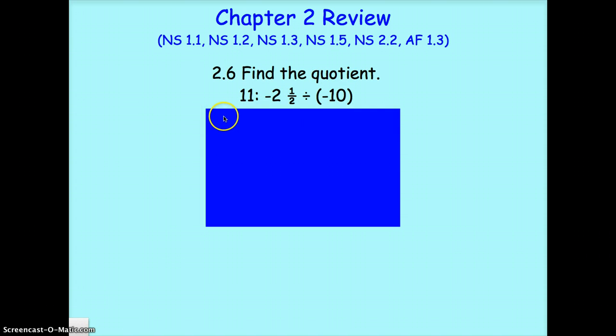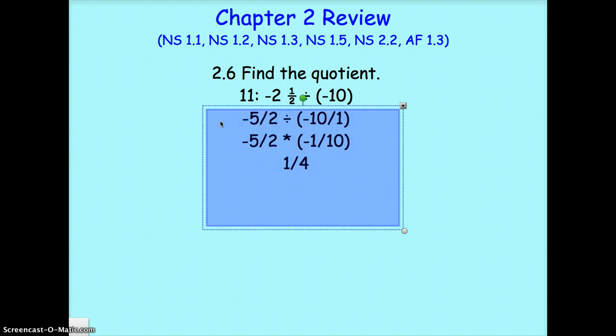2.6, find the quotient. Remember, I need to turn them into mixed numbers and skip, change, flip. So go ahead and let's take a look at the answer. I have all improper fractions. I did skip, change, flip, and ended up with an answer when I cross-canceled of 1/4. Because notice the 5 and the 2 can be cross-canceled.